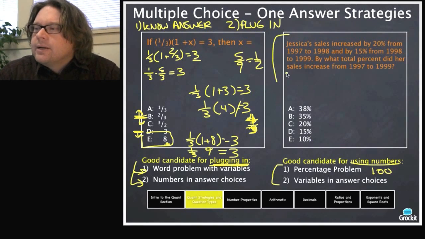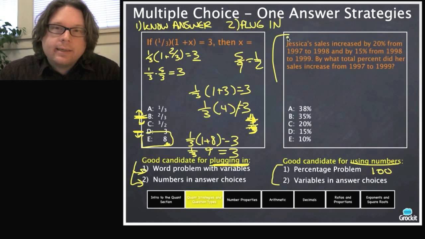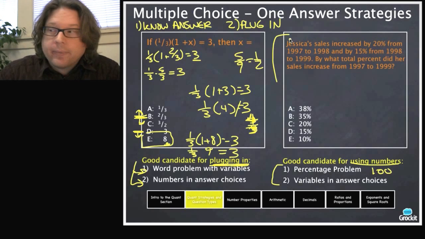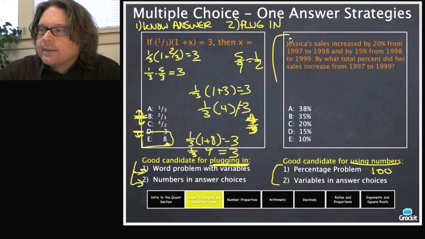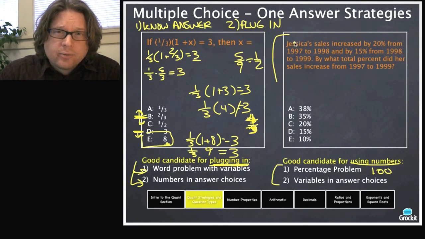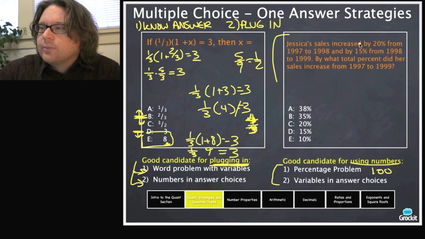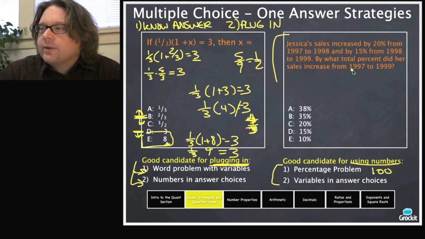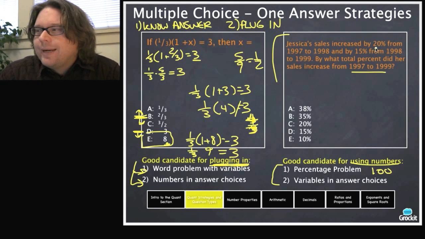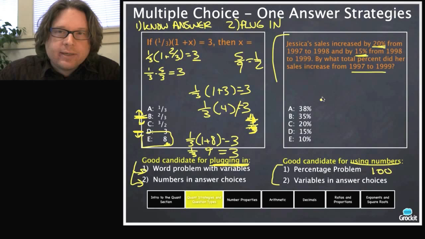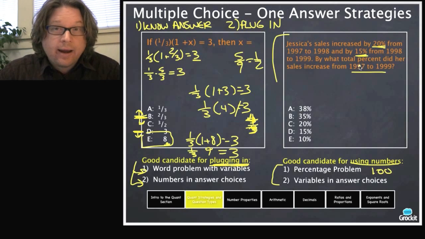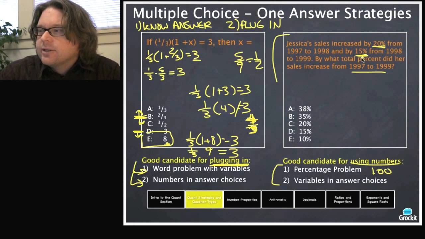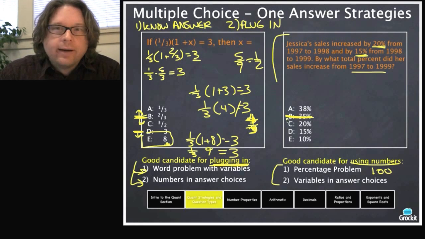So our example here, Jessica's sales increased by 20% from 1997 to 98, and by 15% from 1998 to 1999. By what total percent did her sales increase from 1997 to 1999? Now the trick here, of course, is that her sales went up and then they went up on top of that. So, for the amount of increase in the sales from the two time periods, we can't just add 20 and 15 because the 15% increase is done after that first 20% increase has happened. It's not on the original number. So we can't just add these two together and say 35. So this is the one answer we know it isn't.